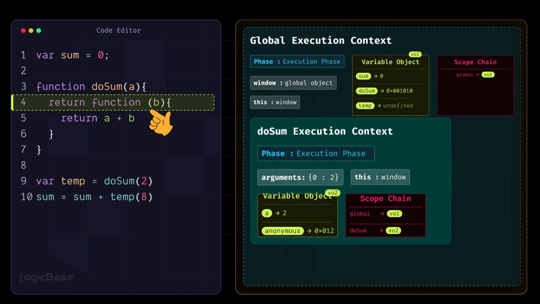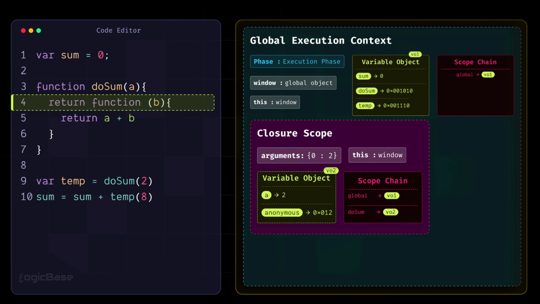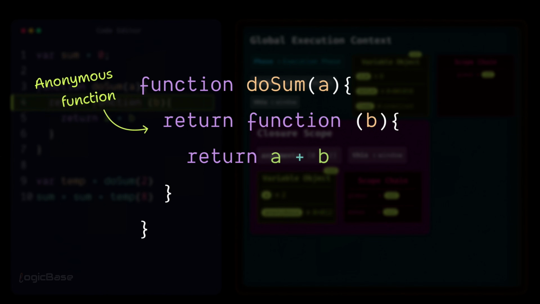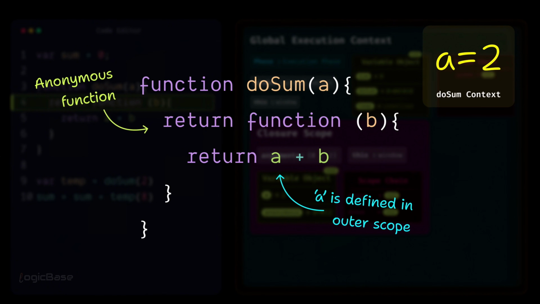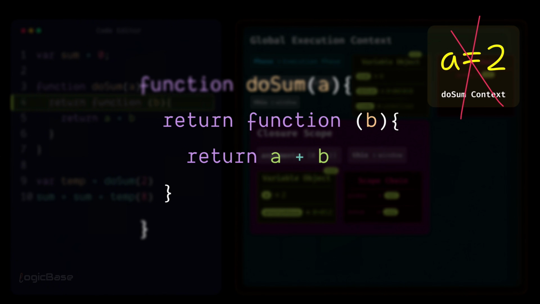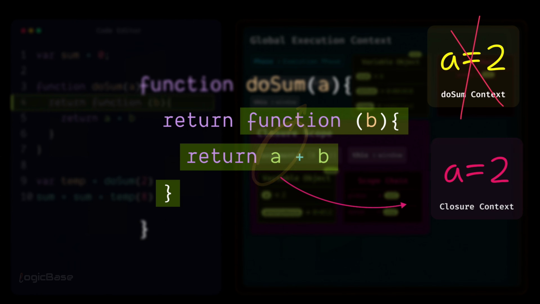When that happens, the doSum execution context is popped off the stack. But something very important also occurs at that exact moment. A closure is created. Why does that happen? Because when the anonymous function is returned, it still remembers the data from its outer scope. In this case, a = 2. Even though the doSum function itself gets destroyed, its lexical environment doesn't disappear completely. JavaScript realizes that this inner function might be called again later, and when that happens, it will need access to those outer variables. So, it preserves that environment in a separate structure called the closure scope.